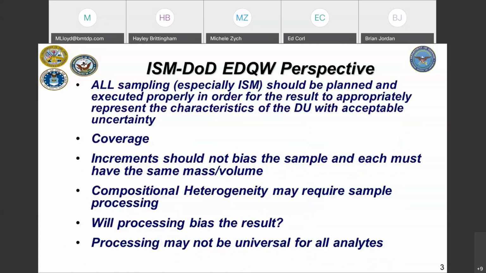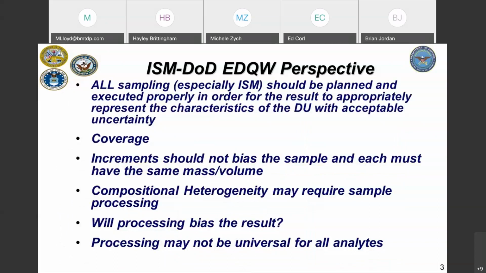All right, so incremental sampling, look, incremental sampling works. It's a great tool, but like all methods, it must be appropriate for our data needs. It needs to be cost effective, right? Michelle was talking about this. And then Haley was talking about the planning aspects. It has to be planned and it must be executed correctly.